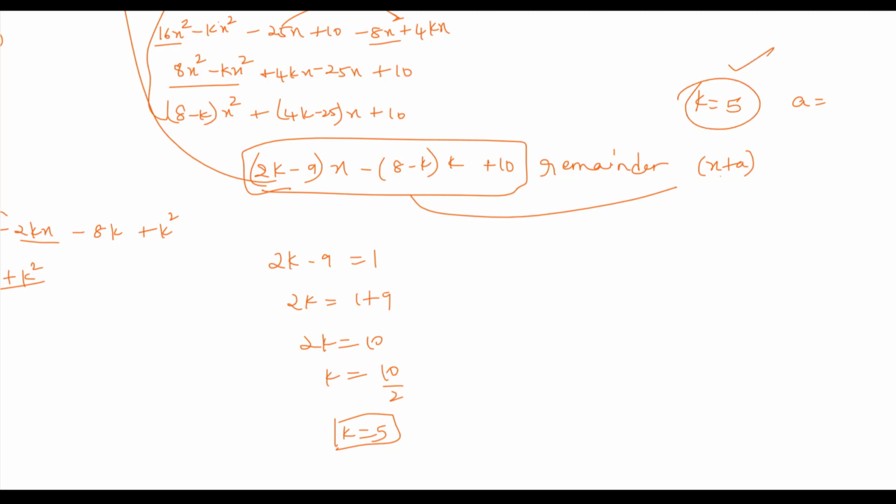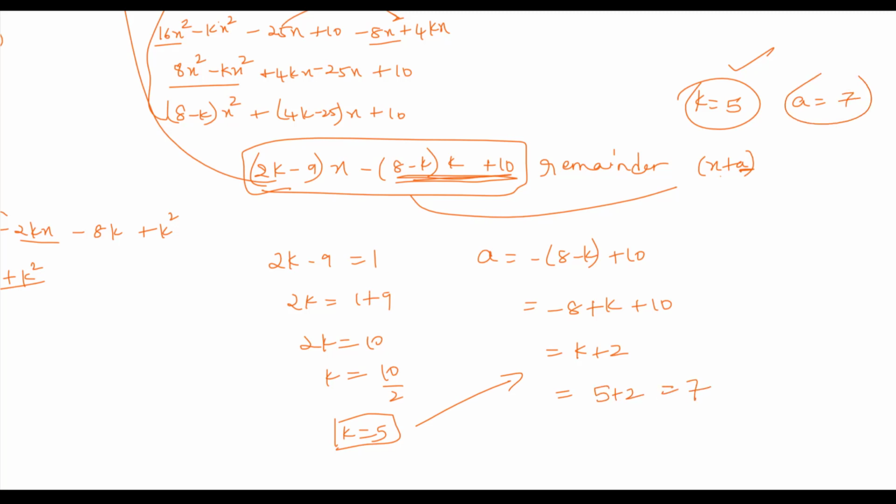So this is done, and now we also have to find the value of a. Here a is a constant, so the whole term is a. So a equals minus 8 minus k plus 10, that is minus 8 plus k plus 10, that gives us k plus 2. Hence substituting the k value here we get 5 plus 2, our answer is 7. So a equals 7.